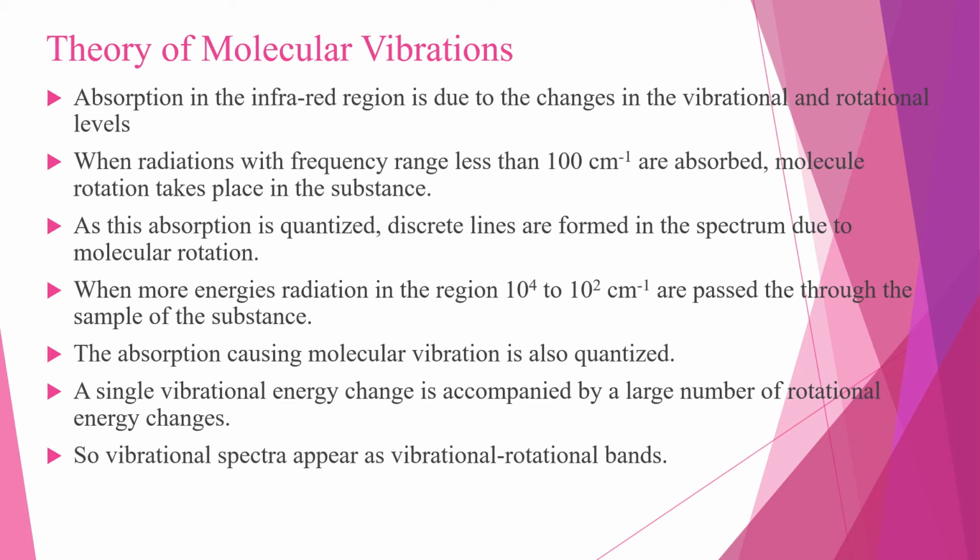Molecular vibrations are set in when more energetic radiation in the region 10⁴ to 10² cm⁻¹ is passed through the sample of the substance. The absorption causing molecular vibration is also quantized. So we can clearly understand a single vibrational energy change is accompanied by a large number of rotational energy changes. So the vibrational spectrum appears as vibrational-rotational bands.